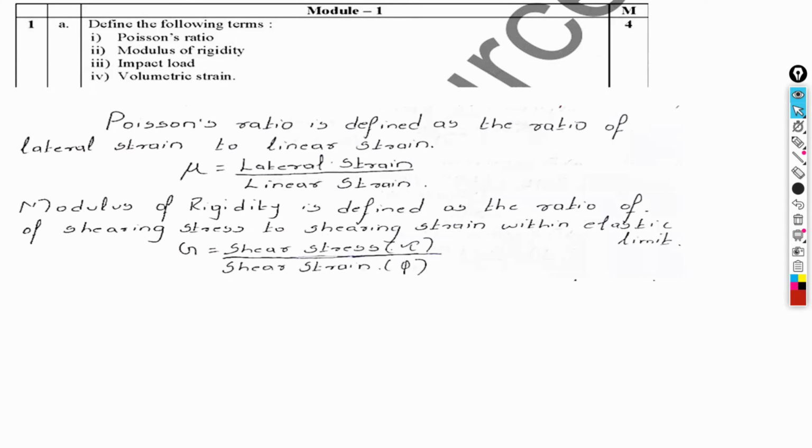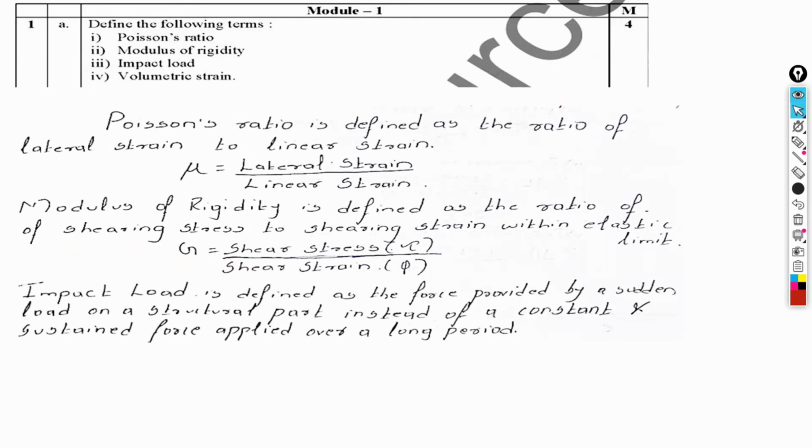Second one is modulus of rigidity. Modulus of rigidity is defined as the ratio of shearing stress to the shearing strain within an elastic limit. This is important while you are writing the definitions. Within the elastic limit, the phrase is very important to get full marks. So modulus of rigidity is defined as the ratio of shearing stress to shearing strain within elastic limit. G equals shear stress divided by shear strain.